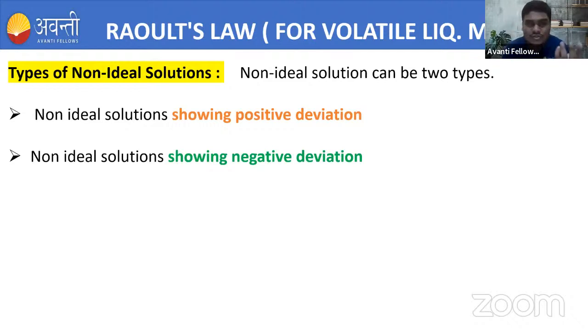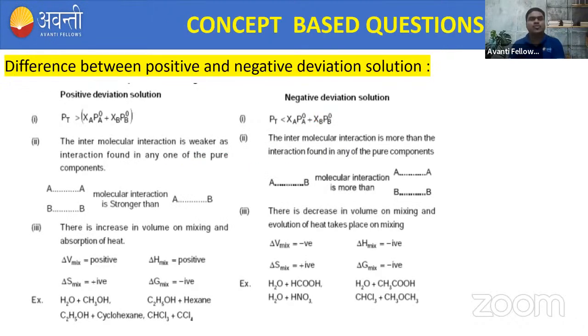So these give rise to the two types of deviation, called positive deviation and negative deviation. So the non-ideal solution can be of two types, right? First, the non-ideal solution showing positive deviation, and second, the non-ideal solution showing negative deviation, right? So let's explore each one. What is the difference between positive and negative deviation?